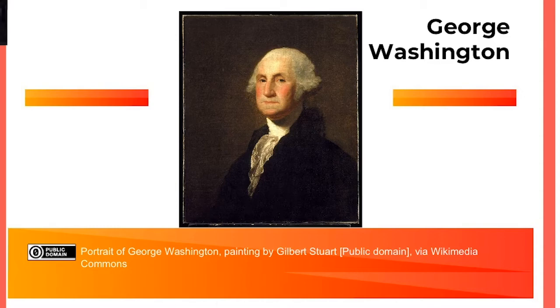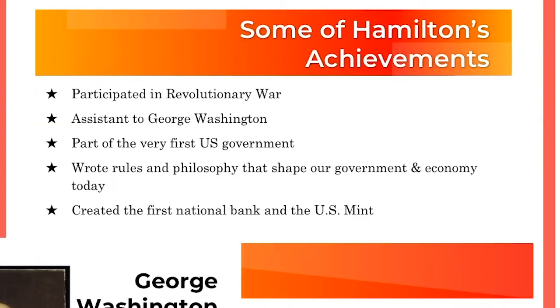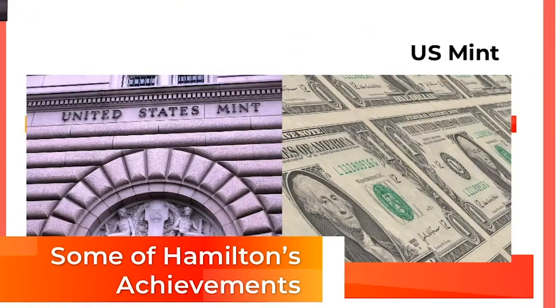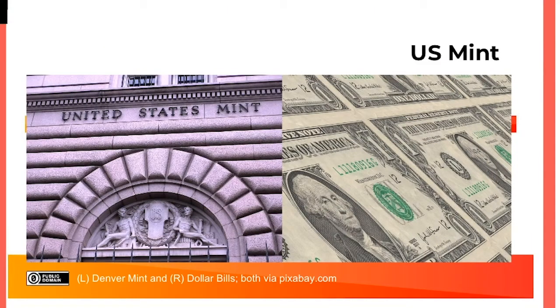Hamilton was part of the very first government, and he wrote many of the rules and the philosophy that shape our government and military and economy today, right now. He created the first national bank and the U.S. Mint, which prints currency, money, coins. Now, that's a lot, right? You can see why he's on our money today.